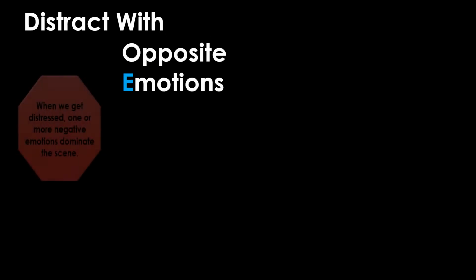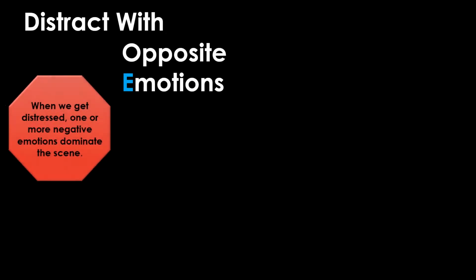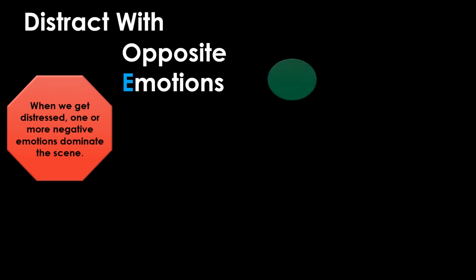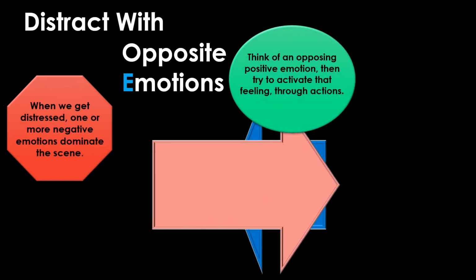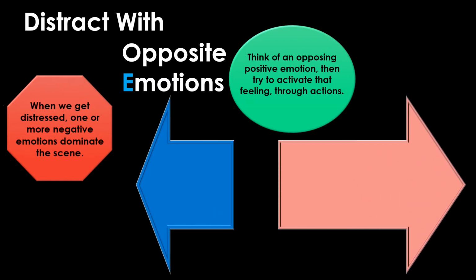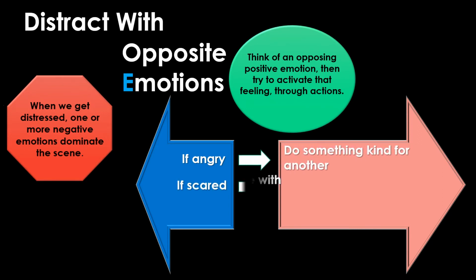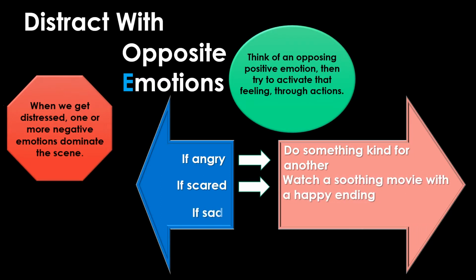Next, we have distract with opposite emotions. When we get distressed, one or more negative emotions dominate the scene. Think of an opposing positive emotion, then try to activate that feeling through actions. If angry, do something kind for another. If scared, watch a soothing movie with a happy ending. If sad, listen to upbeat music.